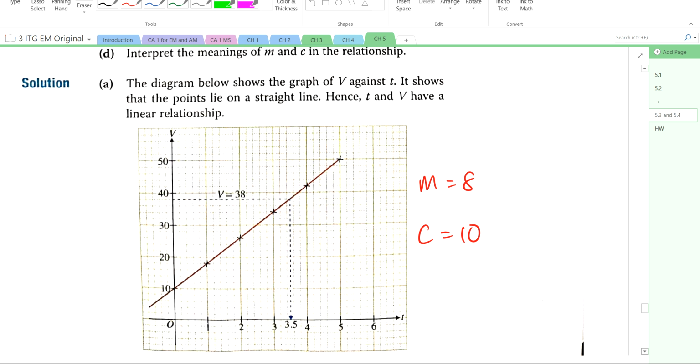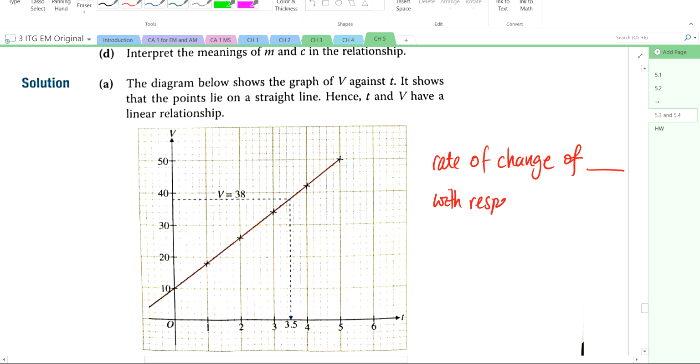Then what does gradient in this case tell us? What does the 8 refer to? Rate of water, what? Increasing. Okay, so I teach you a phrase. And you should find this phrase familiar. Rate of change of blank with respect to blank. So gradient equals to, this will work for physics also.